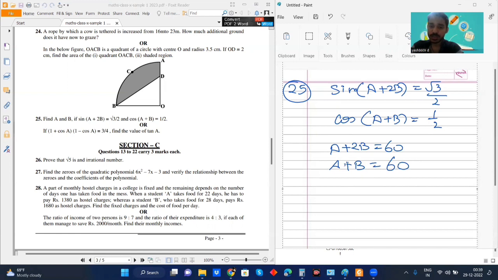So we have two equations. If I subtract the equations, A gets cancelled, and B is equal to 0 degrees. So when B is 0, substitute the value in the first equation, and A comes out to be 60 degrees.